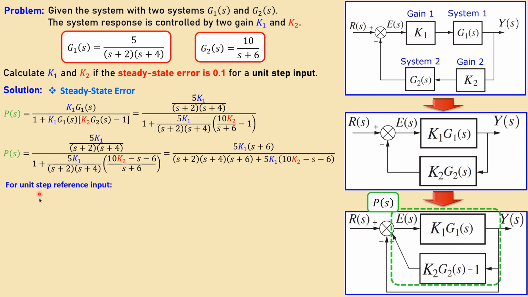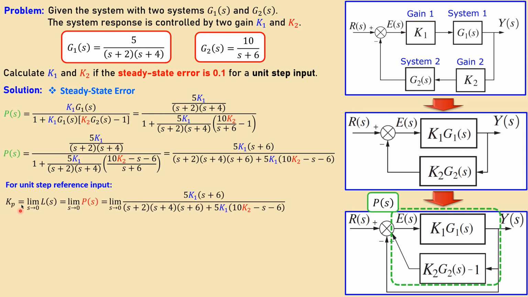Now for the unit step reference input, we know that the position error constant, because we are talking about unit step, that is the position error constant. The position error constant is the limit of that loop gain, considering of course unity gain feedback, where s is approaching 0. Now we know that L now is also equal to PS, so we can also use the PS, and that's actually shown here. So I've just substituted here for the PS in this limit expression.